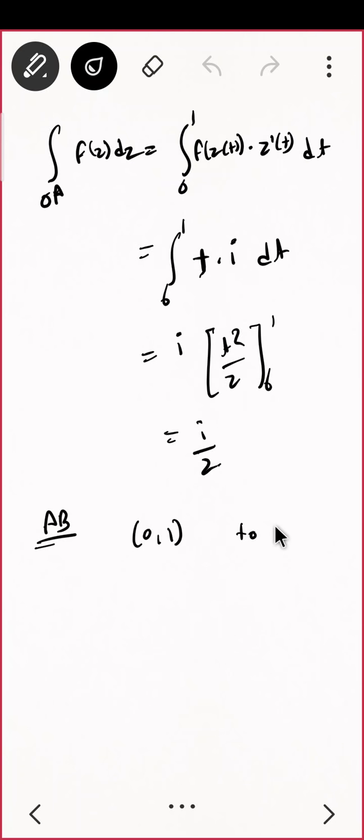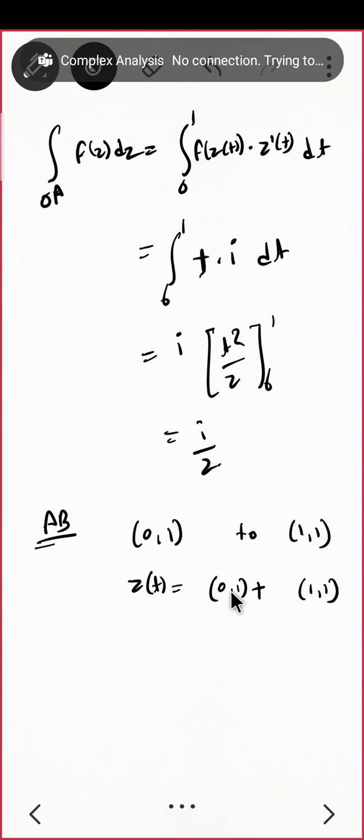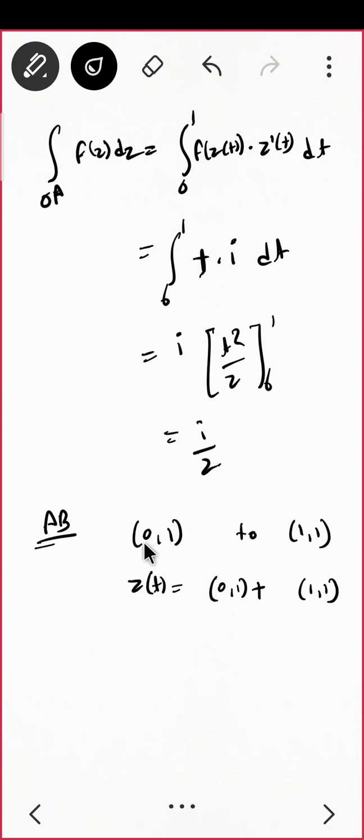Can you give me a parameterization quickly? Anybody? What should I put z of t equal to? It is definitely (0, 1) and (1, 1), but I need the coefficient. What should I put as the coefficient? Yes, that means if I put z of 0, I should get the first term. So what should I put as the coefficient? Something times (1, 1).